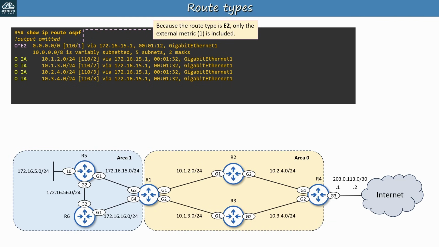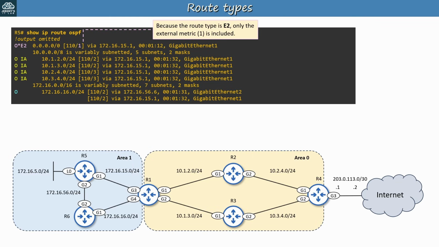Then below that, we have some inter-area routes to networks in Area 0, the links between R1, R2, R3, and R4. And finally, a couple of intra-area routes to the R1-R6 link using ECMP, Equal Cost Multipath. Because R5 is directly connected to the other networks in Area 1, those routes don't appear as OSPF routes in the routing table. So here you can see all 3 of the major route types: intra-area, inter-area, and external.